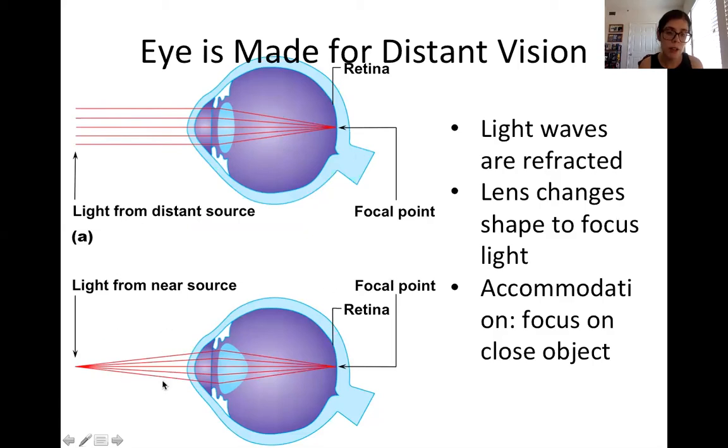However, if you're looking at something close up, then the light rays are not going to be parallel. And so your lens is going to have to work to focus on that close-up object and send those rays all the way back to your fovea centralis. And this is called accommodation, where we're focusing on a close object.